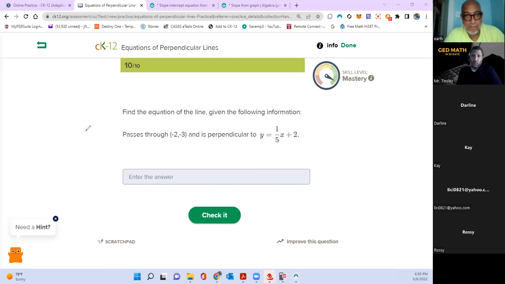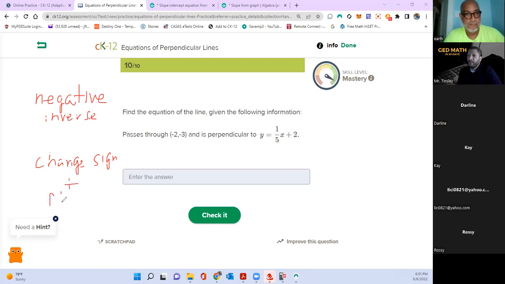So this is what we want to know. I'm going to write it down so we will not forget. Parallel lines have the same slope. To find the slope of a perpendicular line, you take the negative inverse. Oh my God, Mr. Tinsley, what does negative inverse mean? Are we in physics class? Do I work for NASA? No, I'm going to put it in layman's terms. Negative inverse means change the sign and flip.